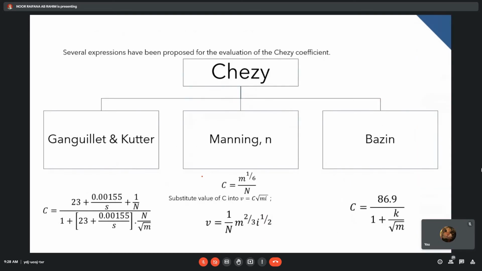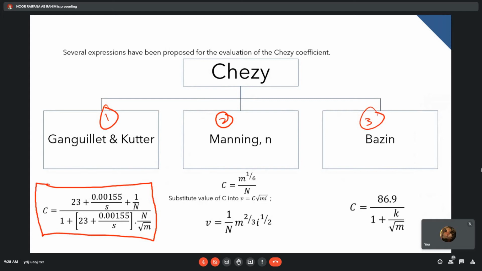Okay. So Chezy ada 3. So the first one is Ganguillet-Kutter, the second is Manning, number 3 is Bazin. So kadang-kadang soalan dia cakap nak guna apa untuk dapatkan Chezy tu. So you kena tahulah setiap equation ni apa dia. Tak payah hafal pun sebab in exam dia akan bagi equation. But you know to choose lah which one equation yang nak pakai. 3 ni penting lah. Okay.